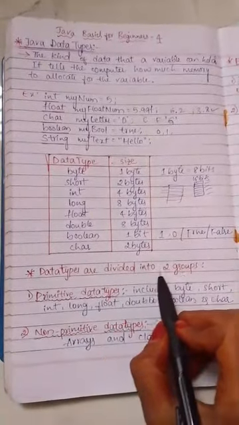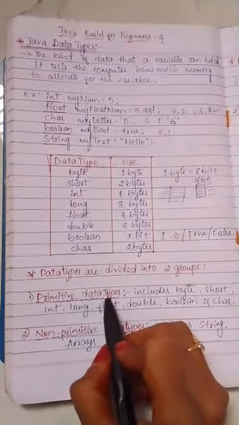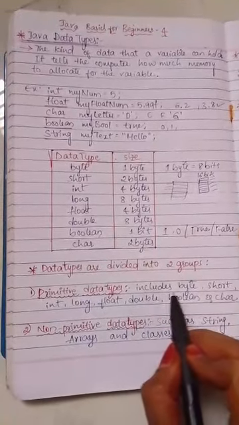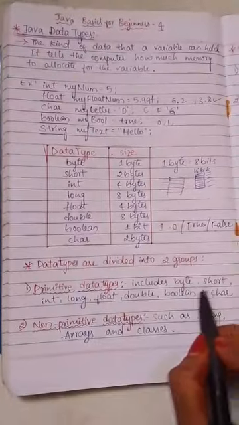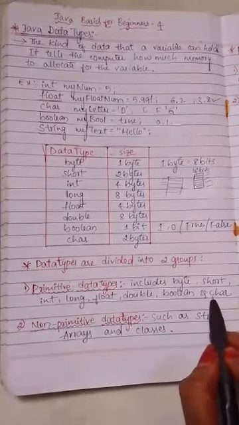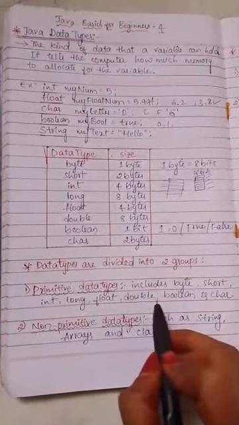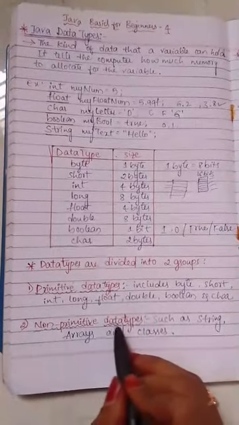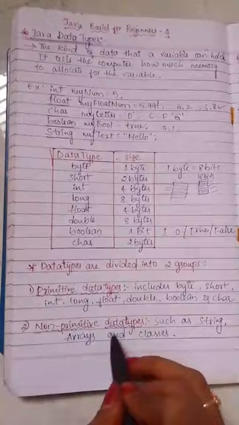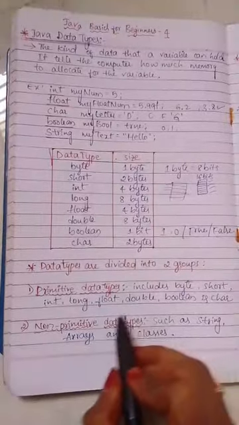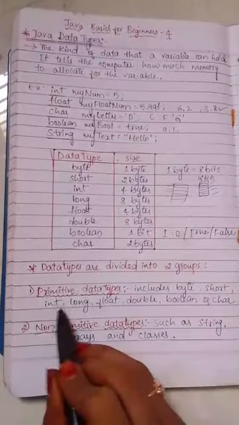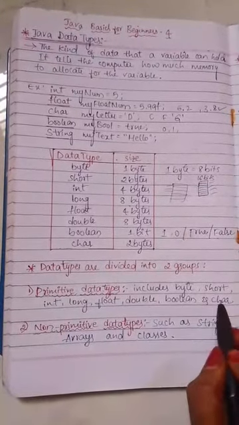Then the data types are divided into two groups. Those are primitive data types and non-primitive data types. In primitive data types, it includes byte, short, int, long, float, double, boolean and character. These are the primitive data types. And in non-primitive data types, string, array and classes. These are the non-primitive data types. Now let's see the primitive data types one by one: byte, short, int, long, float, double, boolean and character.